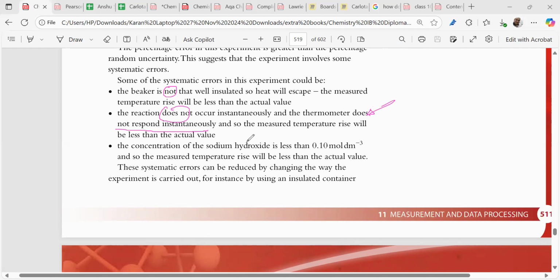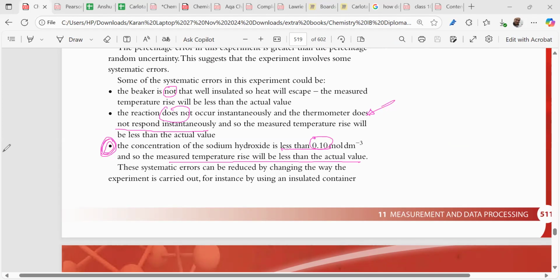The third important cause is that if the concentration of the sodium hydroxide is less than 0.1, the measured temperature will be less than the actual, because the concentration is very low. Is it clear?